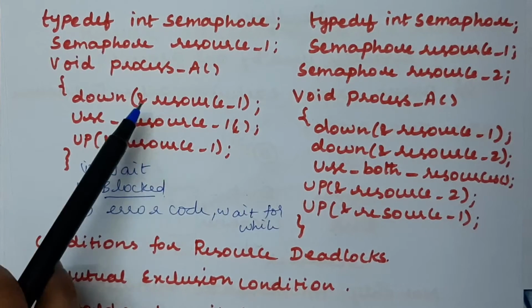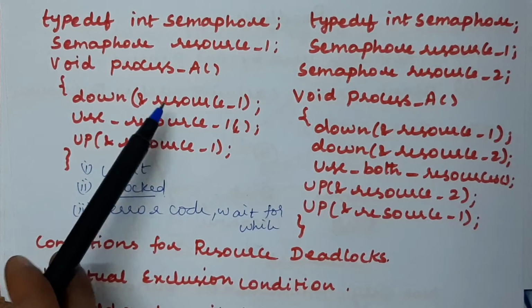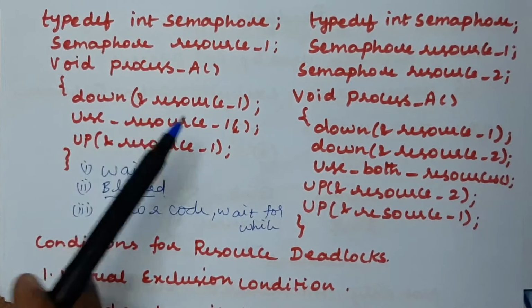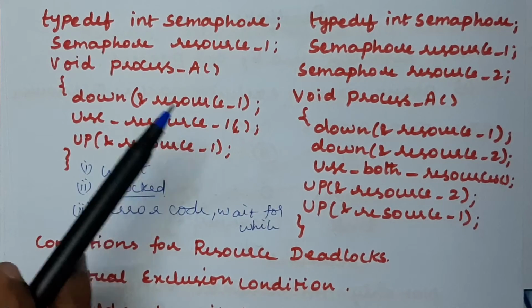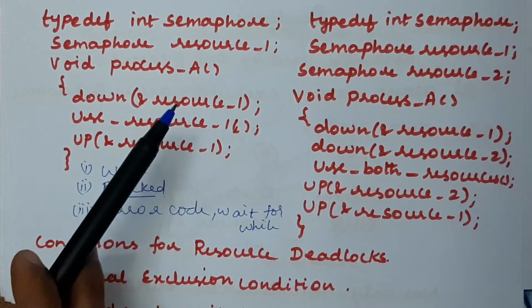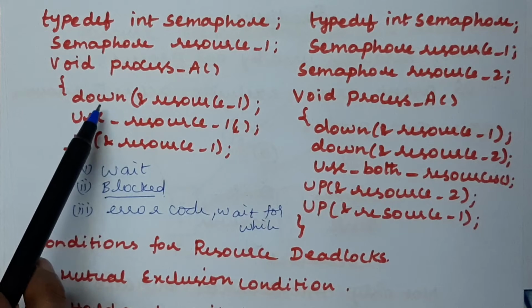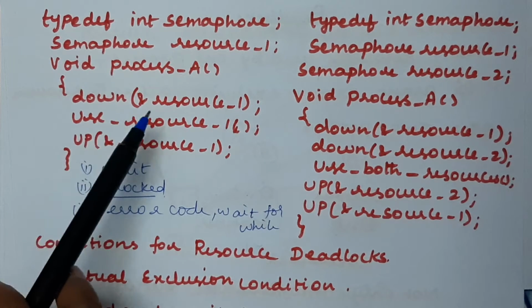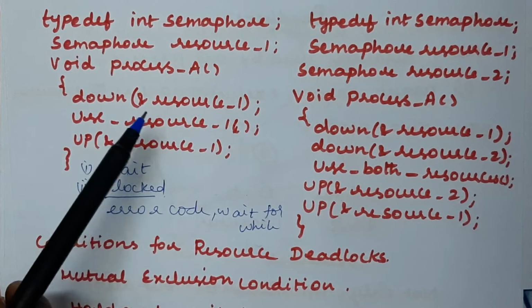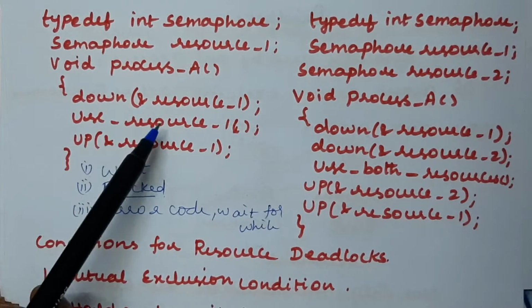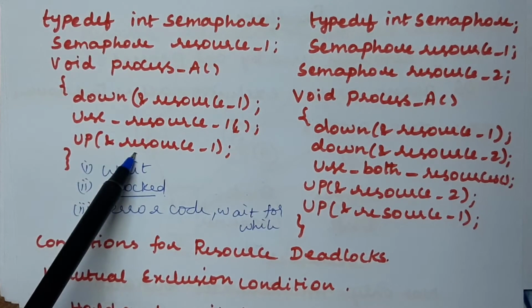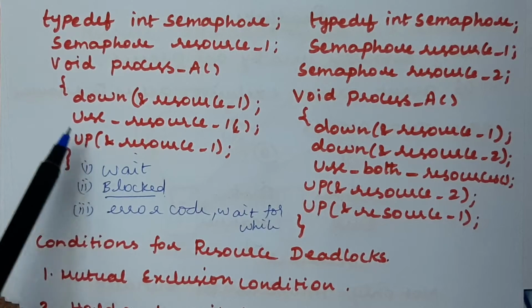So here we have the first process, and it is trying to request that resource. If it needs that particular resource, first it has to check whether that resource is available or has been allotted to any other process. We check that with the help of the down operation. Down of resource 1, if it succeeds, then it will use it, and afterwards it will release it with the help of the up operation.